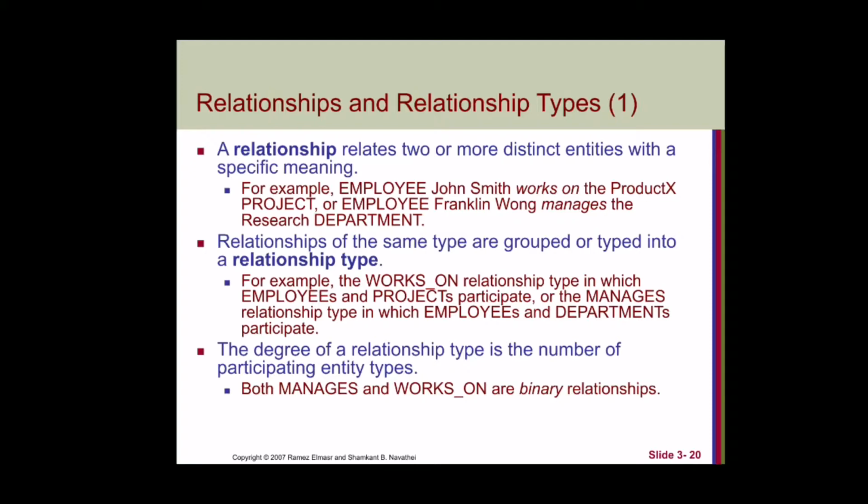If you consider the first example, employee John Smith works on product X. So there are two entity types. One is employee, another one is project. So we say that works on is an example of a binary relationship. Apart from that, we have Franklin Wong manages the research department. Again, the manages relationship is binary because it's between employee and department.